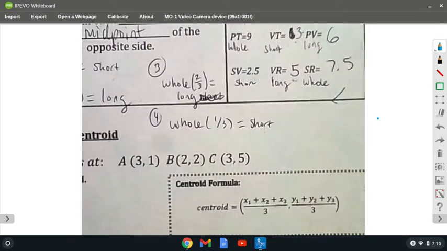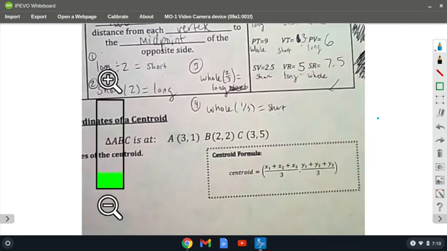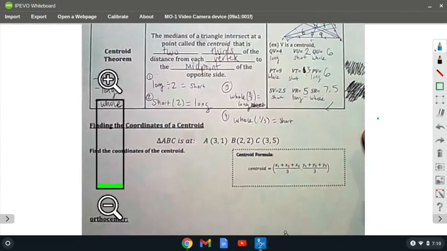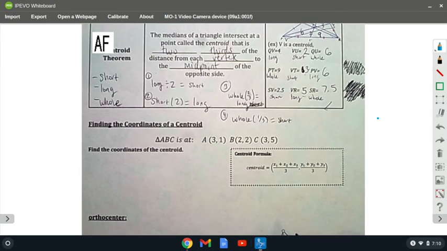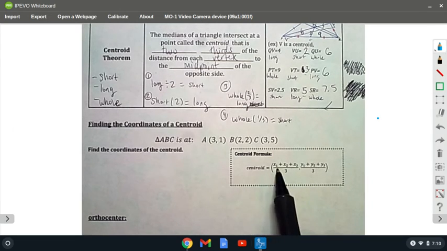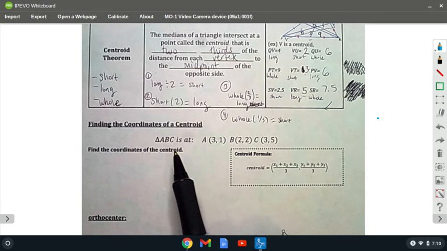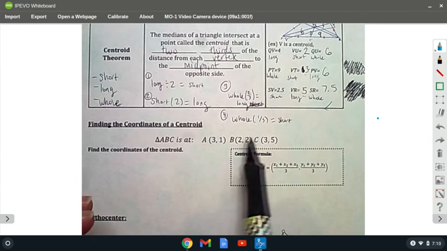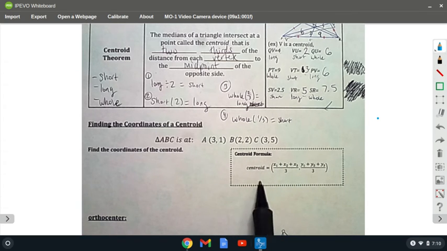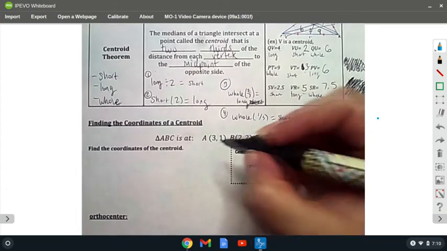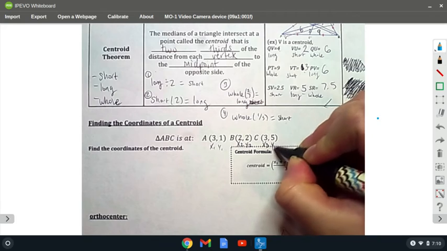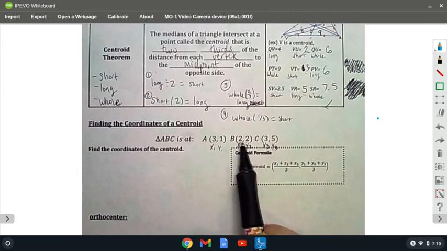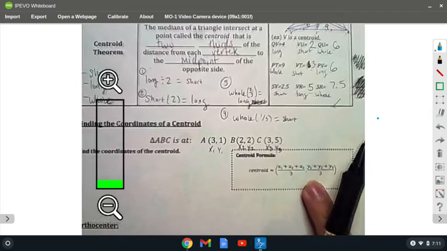Okay, and our last thing here is finding the coordinates of a centroid. This is very similar to the midpoint formula, almost identical except we have 3 points rather than 2. So if triangle ABC is at these 3 coordinates for points A, B, and C, we're going to use this formula right here to find the coordinates of the centroid. So what I would do is label these x1, y1, x2, y2, x3, y3. So this is point 1, 2, 3. And then I'm just going to plug them into this formula.